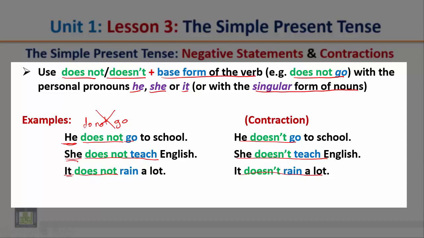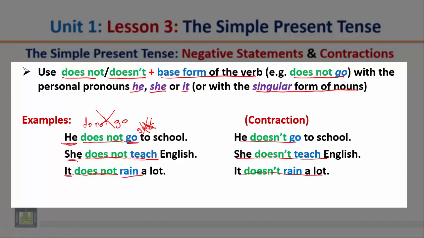Notice here that after does not, we use the base form. So we cannot say he doesn't or he does not goes. No, this is wrong. We need to remove or delete the es. So we have to say he doesn't go to school. It doesn't rain a lot.